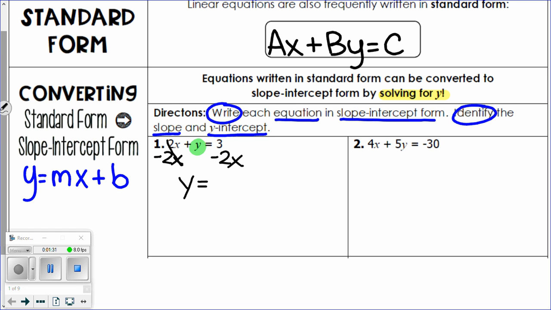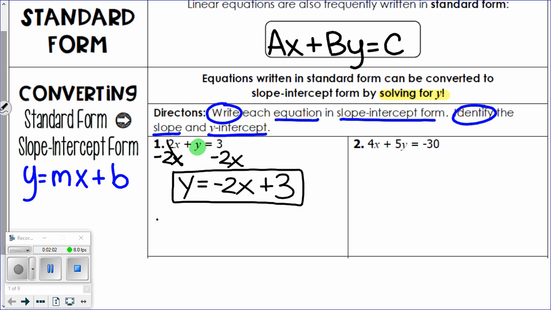And remember, I want my mx term to come first, then my plus b. 3 is a constant, a number by itself, and negative 2x is a variable term. These are unlike terms. We cannot put them together. So negative 2x comes first, then plus 3. And this would be my final answer because y is all by itself.